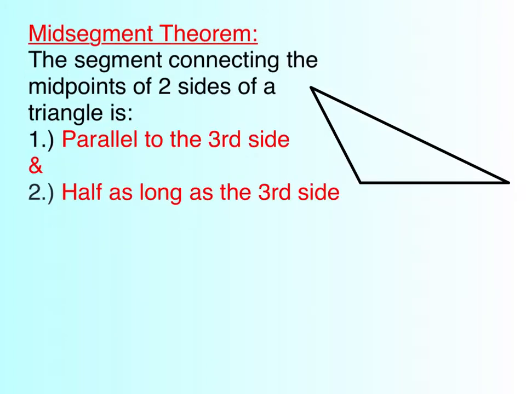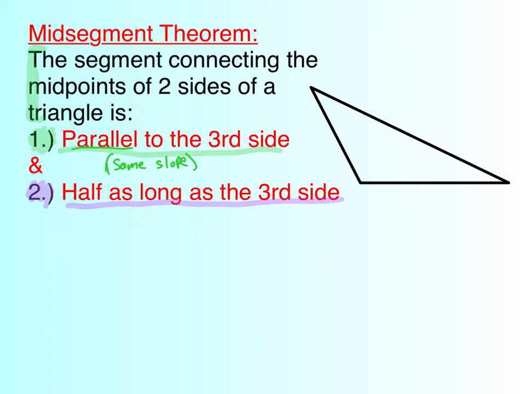Now that we know what a midsegment is, let's go ahead and start applying it with the midsegment theorem. So if you take a look here at my definition, the midsegment theorem: the segment connecting the midpoints of two sides of a triangle is, number one, parallel to the third side, and number two, half as long as the third side. All right, so remember, if somebody says something is parallel, another reason they are parallel is that the two lines or segments would have the same slope. So parallel refers to slope.